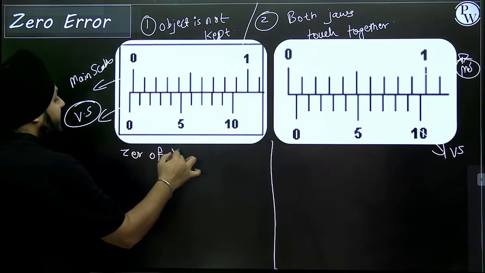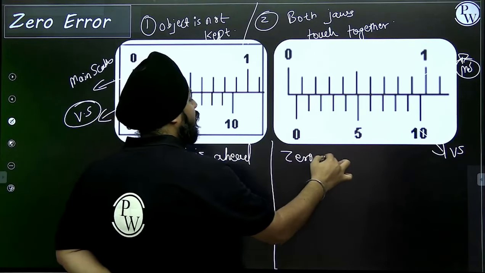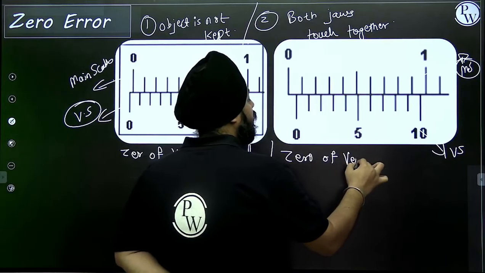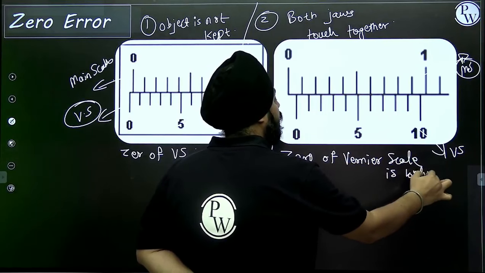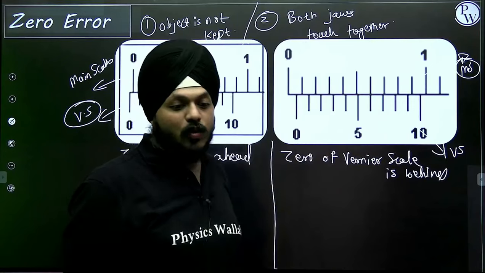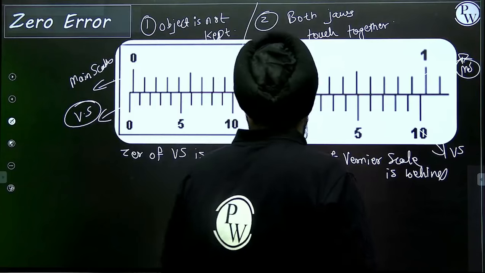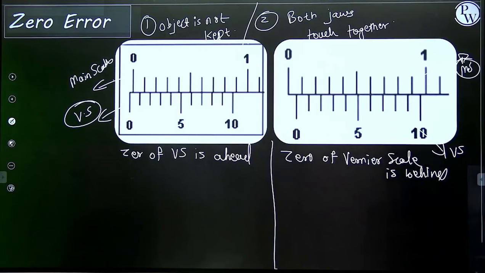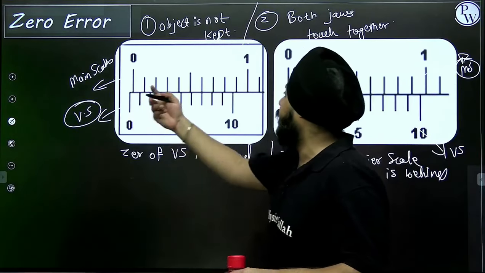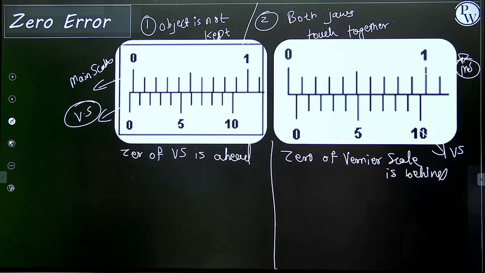Zero of the Vernier scale is ahead, or zero of the Vernier scale is behind. If they exactly coincide, then there is no zero error. But if the zero of the Vernier scale is ahead of the main scale, or if it is beyond the main scale, now what will happen?